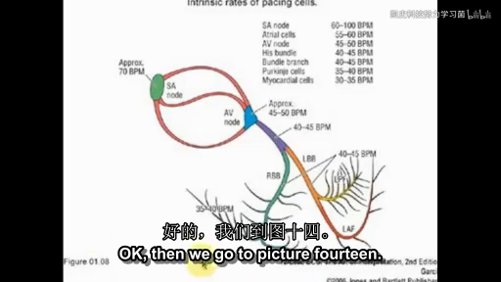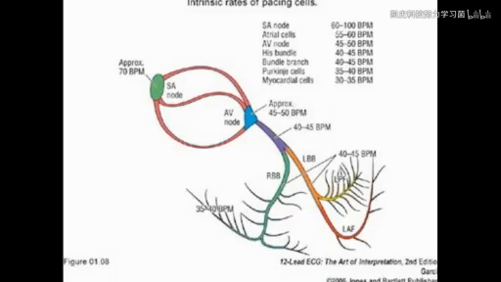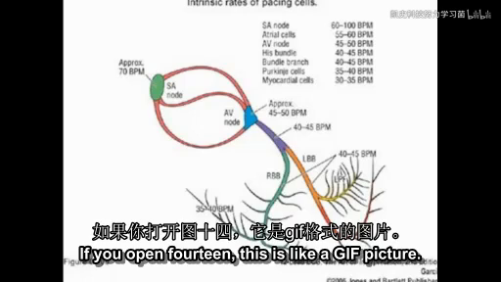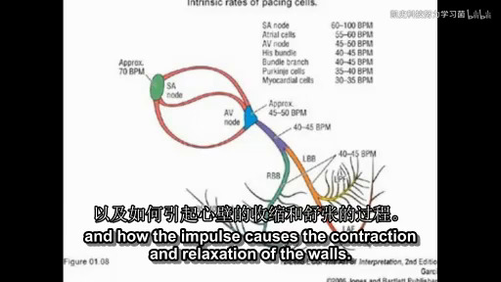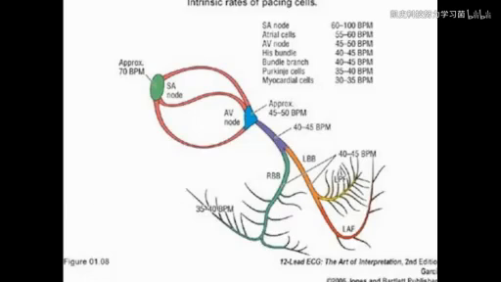Okay, then we go to the 14th. The 14th is like a GIF picture. If you open it, you are able to see how the impulse goes through the whole autonomic nervous system and how this impulse causes the contraction and relaxation of the walls.